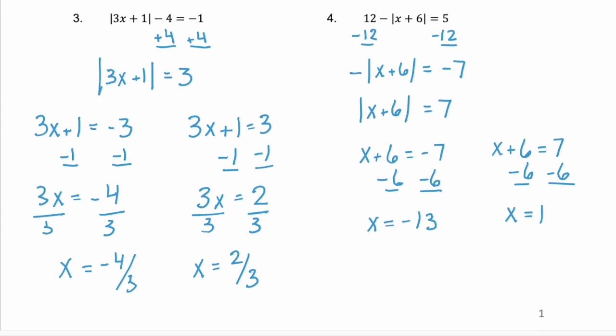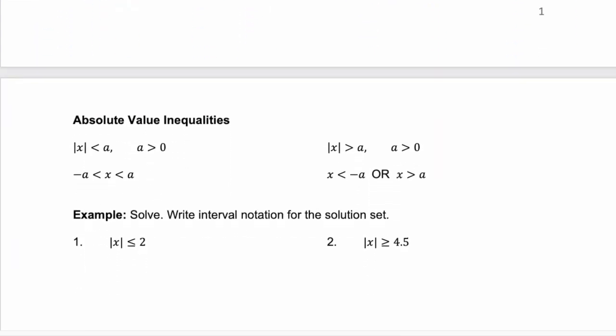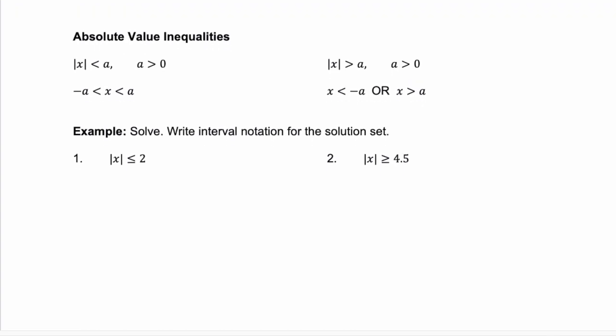Now let's go on to page 2 and look at solving absolute value inequalities. The very first example, we have an absolute value that's less than. It can be less than, it can be less than or equal to. When you have the equal, it just changes your interval notation from parentheses to brackets.